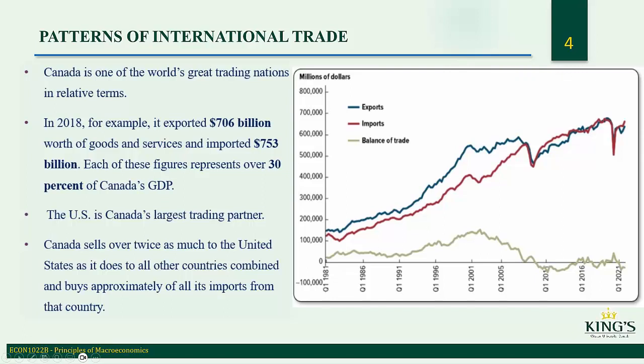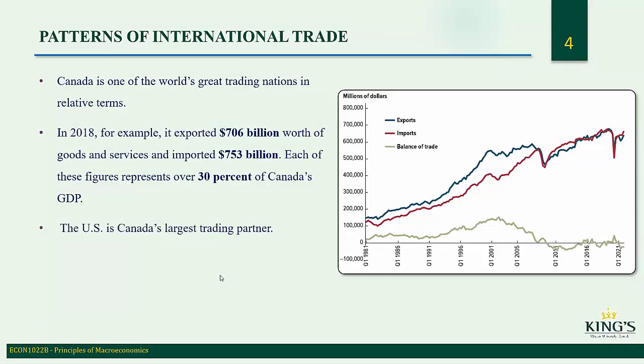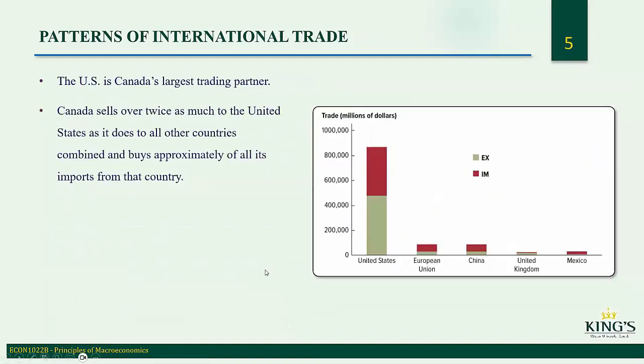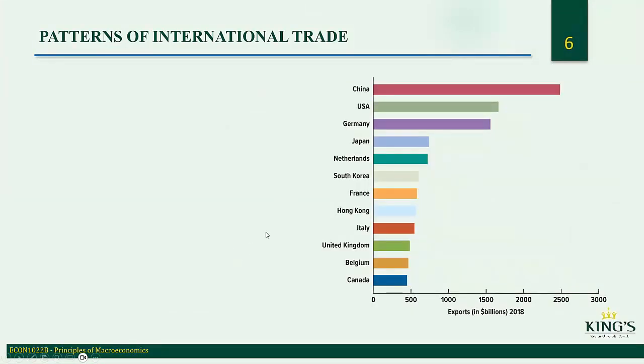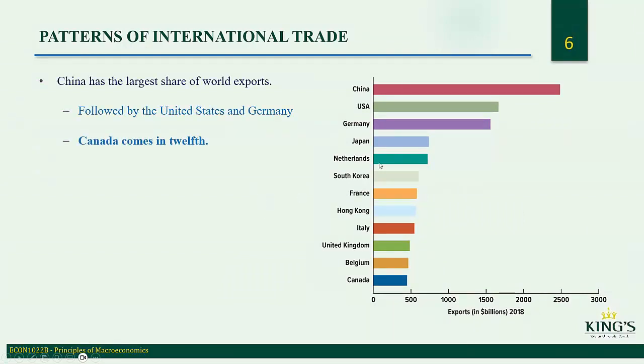Yeah, I mean, we have a lot of trade. Canada is one of the largest trading nations in the world. Can anyone guess who our largest trading partner is? It's the U.S. It's not just by a small margin. Most of our trade is with the United States. We sell over twice as much to the United States as all other countries combined. So you can see here, looking at exports, almost $500 million per year with the United States. And we do a lot of trade with the European Union. China is also a large trading partner. This is 2018, but it just gives you a sense of the amount of trade with other countries.